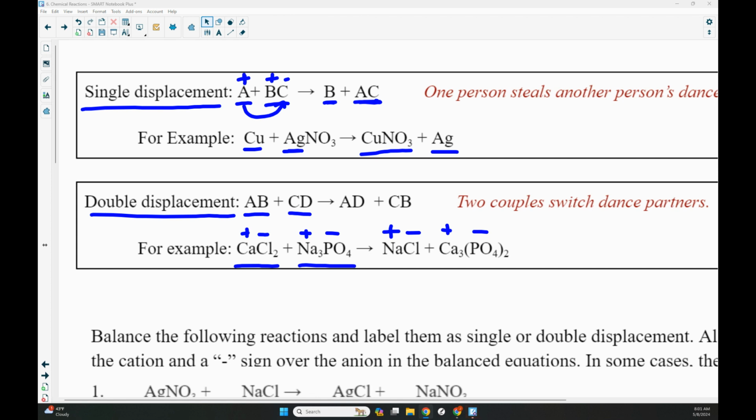But it's really obvious the difference here, because we have nothing but couples, to use my analogy, in the case of a double displacement reaction. It's pretty easy to identify when we have some single individuals in single displacement reactions. But in both cases, we have a switching of dance partners.